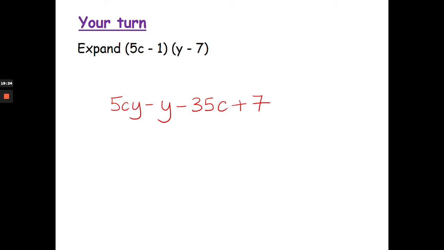So is there anything the same here? Well, this has a cy, nothing else has a c and a y together. This has a y, nothing else has a y together. And this has a c, nothing else has just a c together. So actually, this is our final answer. Okay?